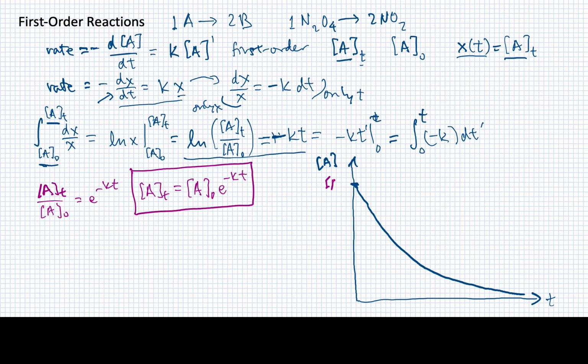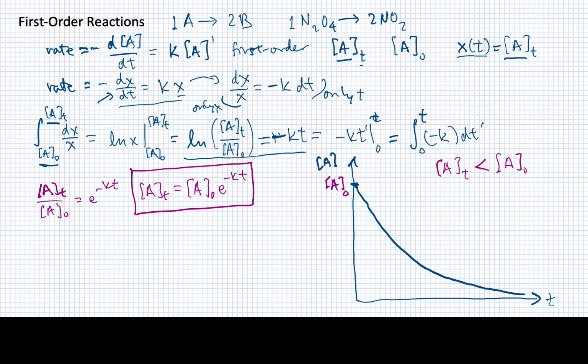So this value up here is the initial value of A. So you can see that all subsequent values of A, so A at a later time t, is always going to be less than A at the initial time. And that makes sense for a reactant. The reactants diminish as a function of time.